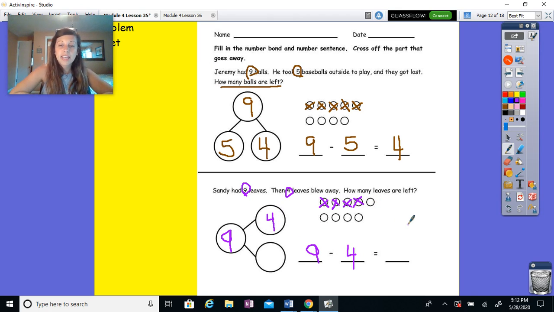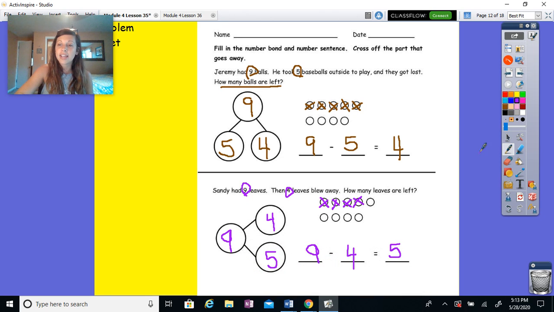Now, I'm going to give you a second to count how many leaves are left, or how many are not crossed off. Okay, now let's do it together. 1, 2, 3, 4, 5. Good. And then 5 goes in our other part. So let's read that number sentence. 9 minus 4 equals 5. We could say 4 and 5 makes 9. 4 and 5 are parts of 9.